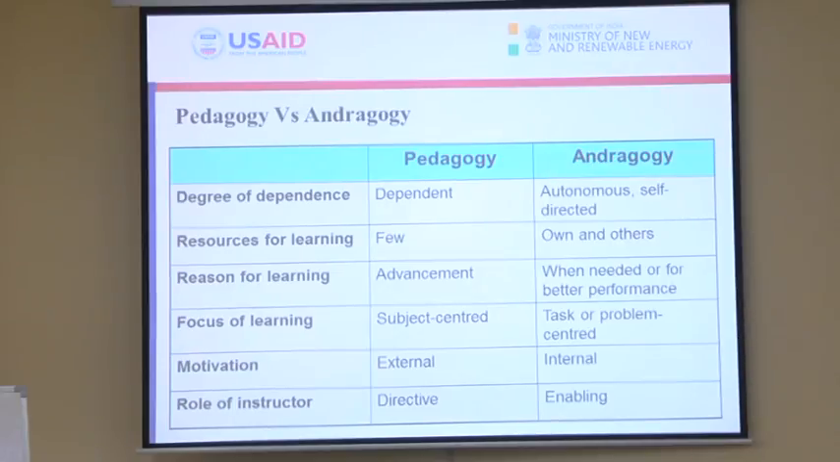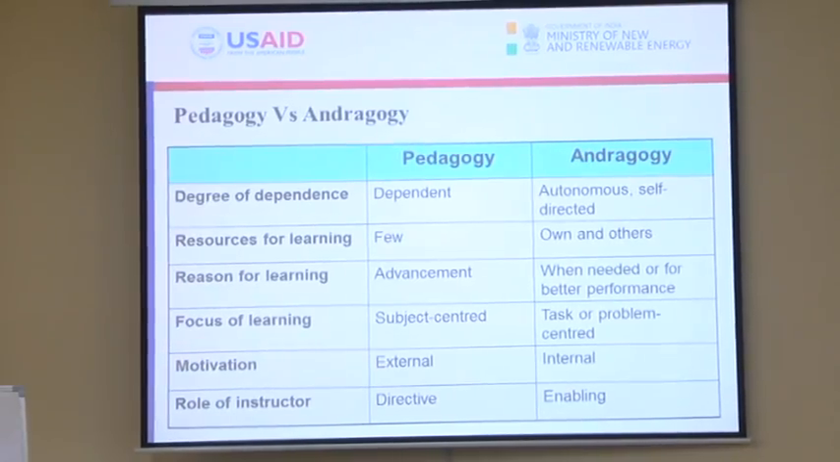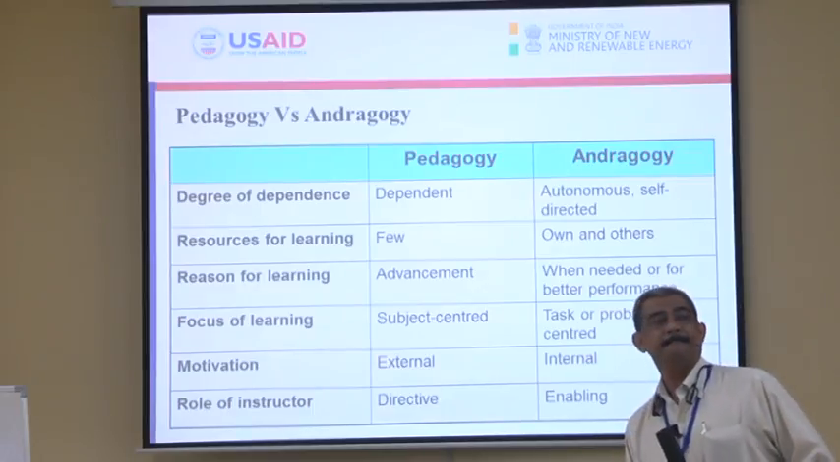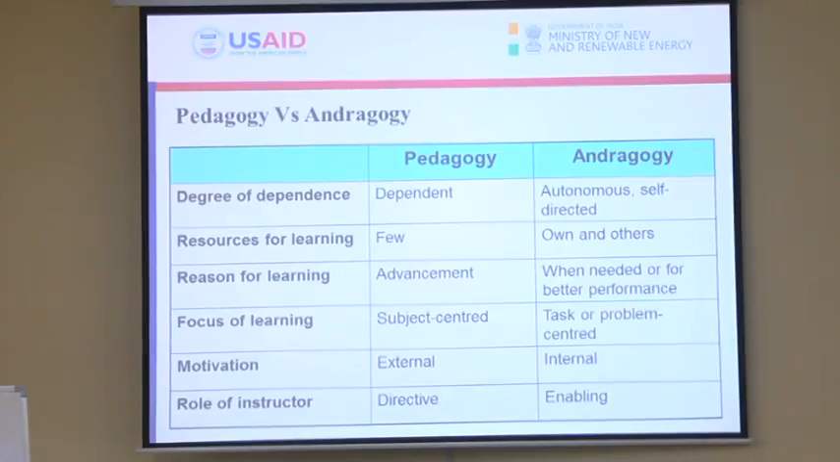Okay, let's take it point by point. When we say degree of dependence, in pedagogy or child learning, the participant or the child is dependent, whereas in andragogy, the learner is autonomous and self-directed. What do you understand by this? Can anyone elaborate? Unless you explain, children can't understand. Here, if you just throw a little hint, they will catch it. So one is the degree of explanation required. What else?